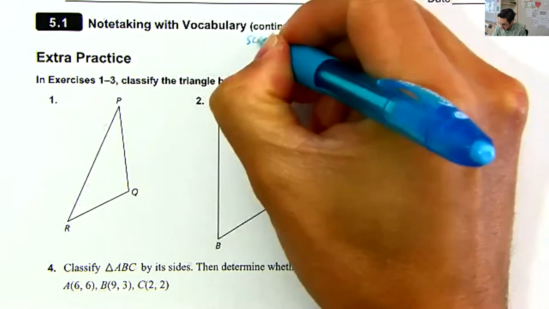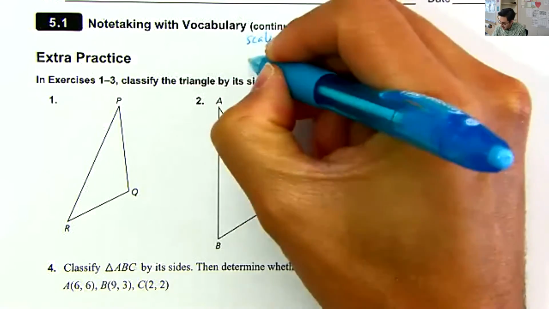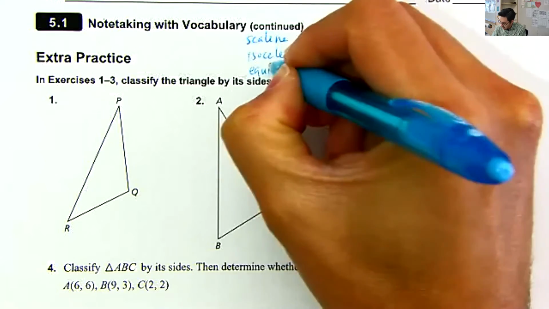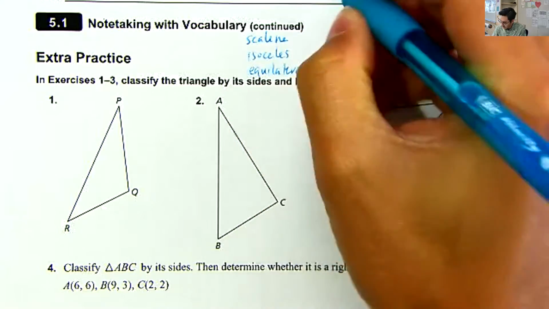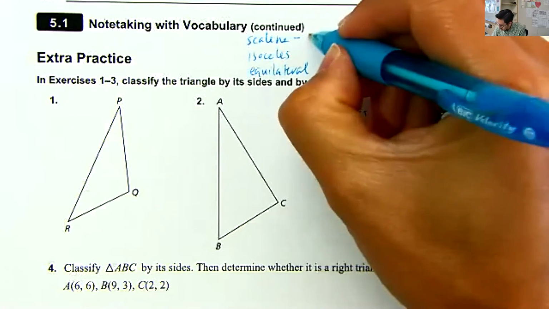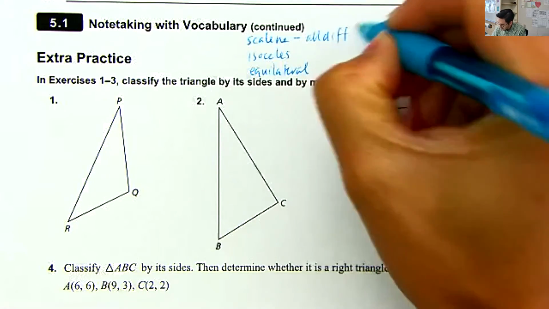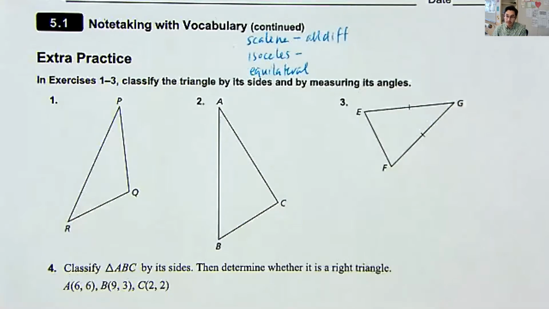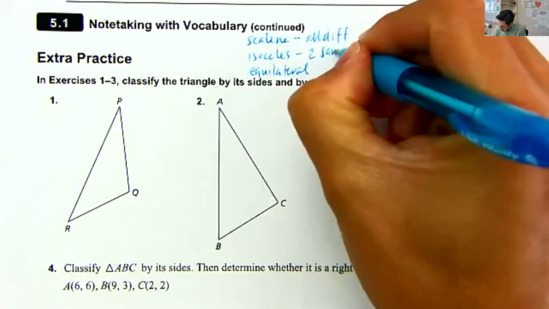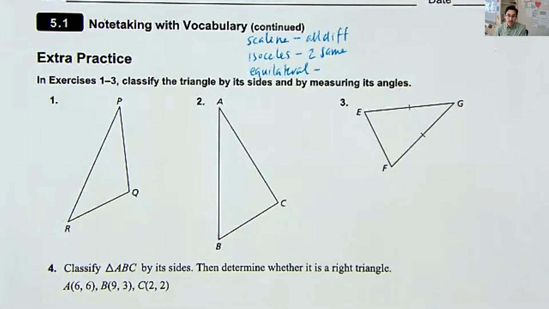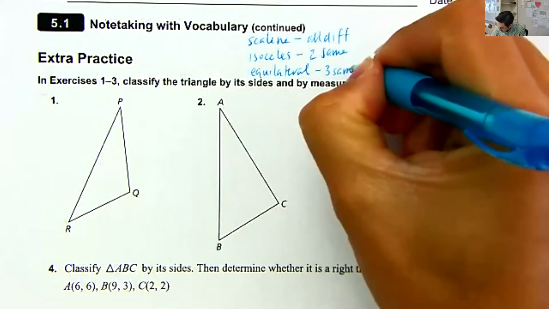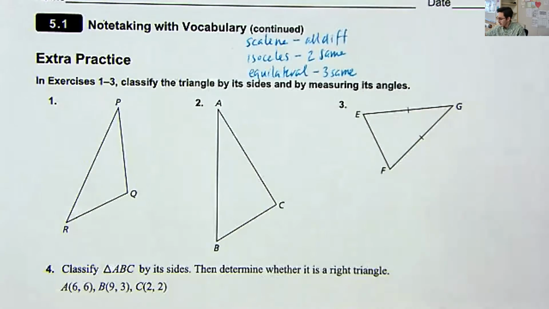They are scalene, isosceles, and then equilateral. Okay. Scalene is when all the sides are different lengths. Okay. Isosceles is when 2 of the sides are the same length. Just write 2, same. And then equilateral is when all 3 sides are the same. Okay, so 3 sides the same.